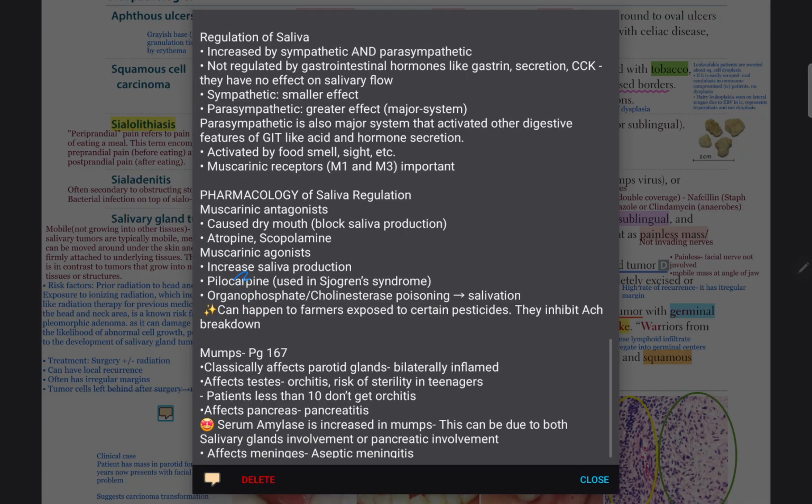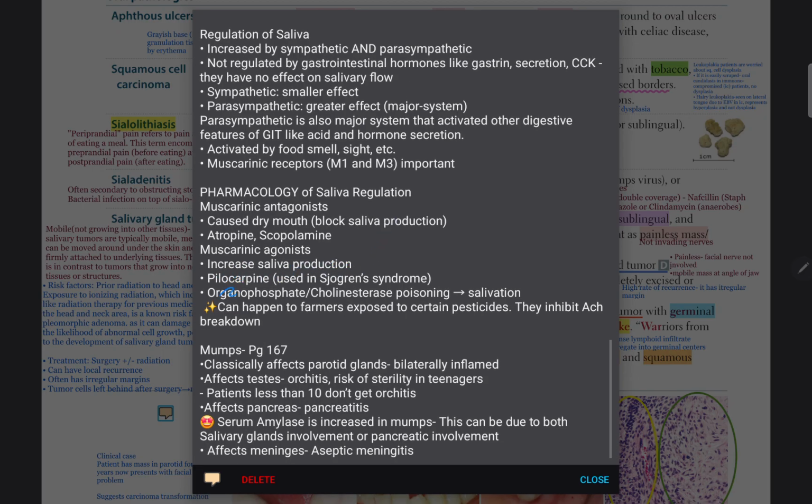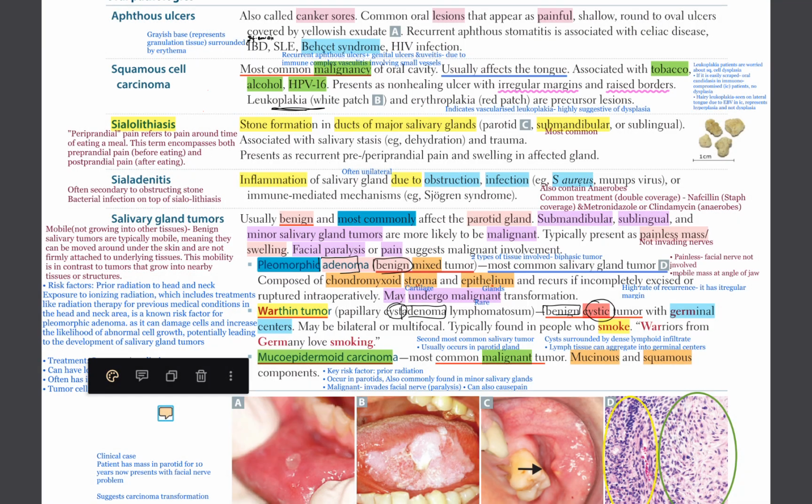For Sjogren syndrome, we give a muscarinic agonist, because muscarinic agonists increase saliva production, and this includes pilocarpine. Muscarinic antagonists are used for saliva regulation, and they can cause dry mouth as they block saliva production. They include atropine and scopolamine. These are the drugs we will learn in the pharmacology of saliva regulation.